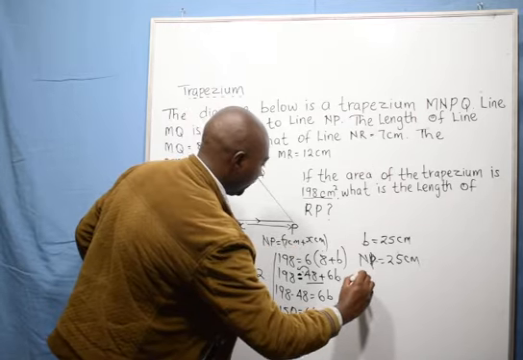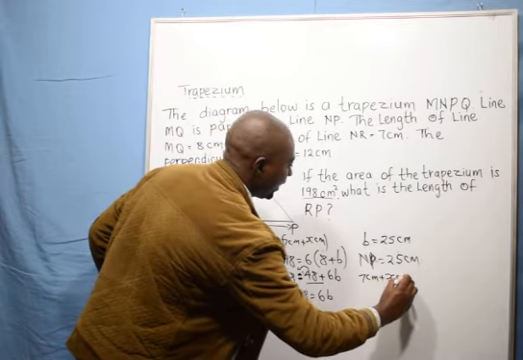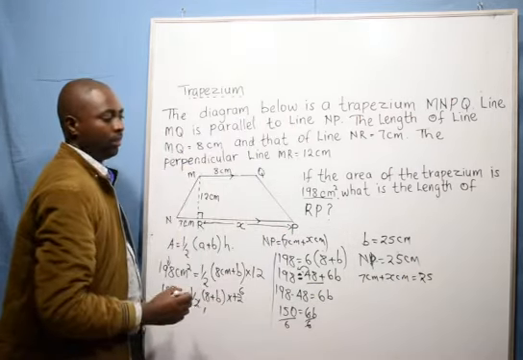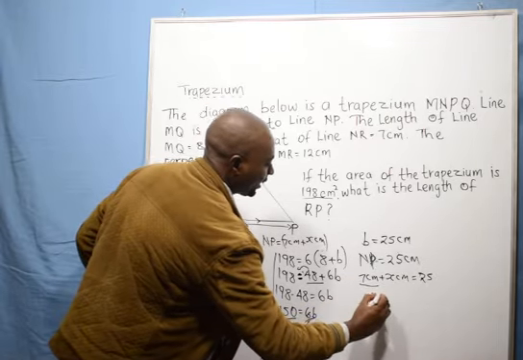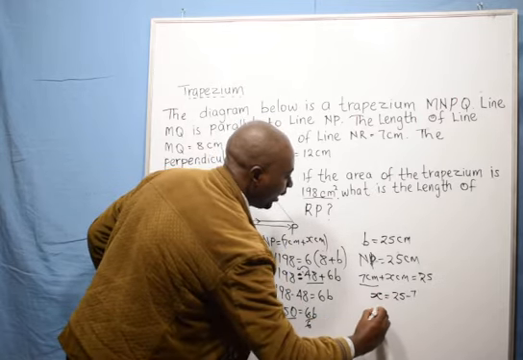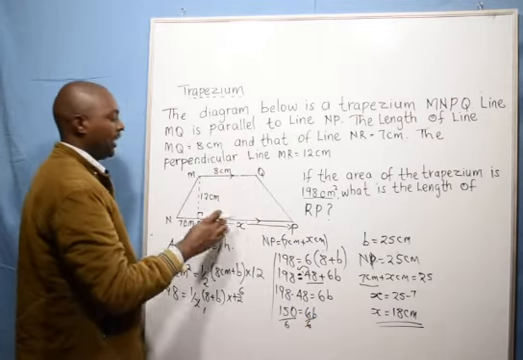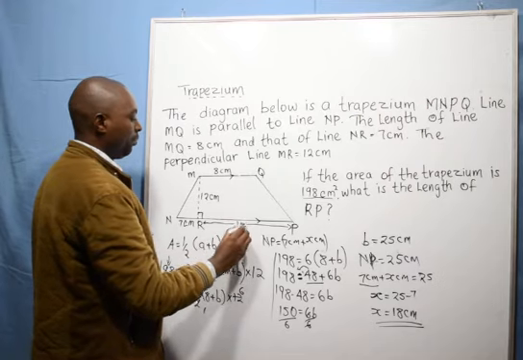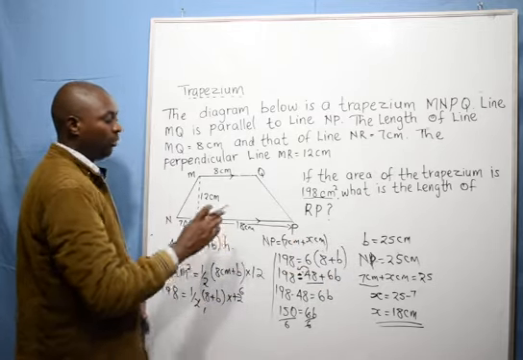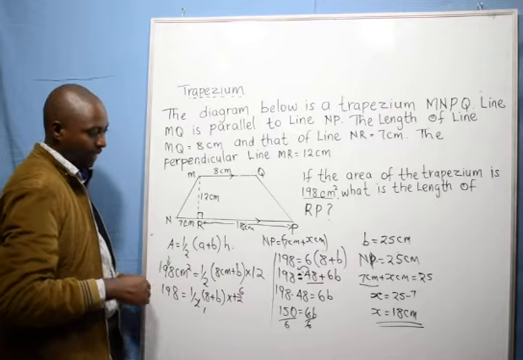So I simply write 7 centimeters plus X centimeters is equivalent to 25. Take 7 to the other side, and X equals 25 minus 7, and X becomes 18 centimeters. 18 centimeters is this section. You can confirm that by simply adding 18 plus 7 to see whether you get the total 25. But 25, I'm still insisting, is from here to here. That's how you work out such a question.